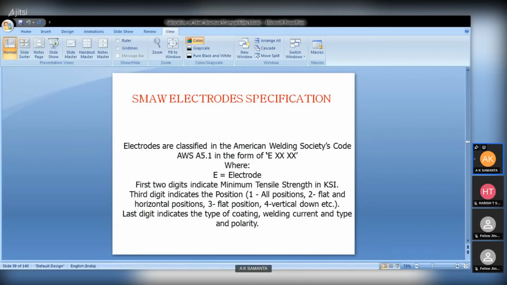2 means it can be applied in the flat and horizontal position, 3 only in the flat position, and 4 is the vertically down position, etc. So as I have told, there are a number of positions in manual metal arc welding. Normally 60, after that the 1 written in the electrode specification, we should adopt that because 601 is applicable for all the positions. And then the last digit will indicate the type of coating.